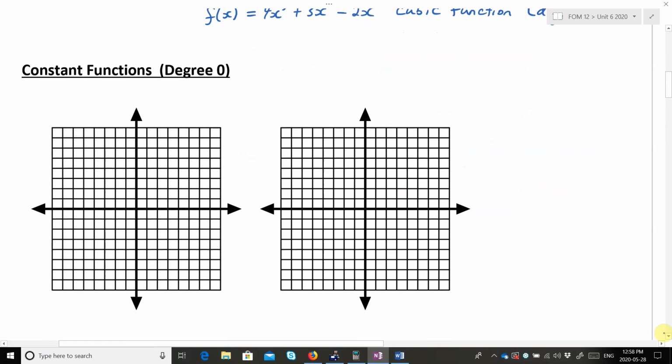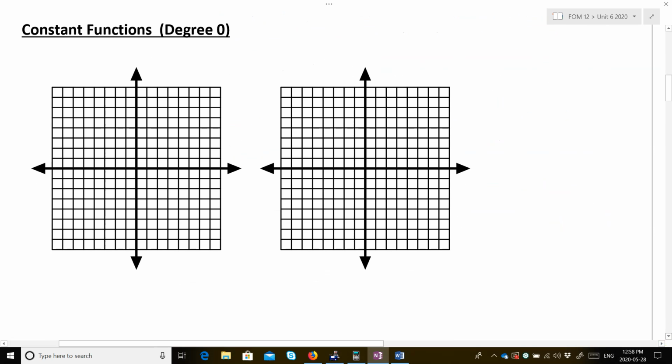Graphically speaking, here's what we have. Constant functions are degree 0. One example would be this constant function. This is f of x equals 4. Okay, that's a constant function where the y value always remains at 4. And we could have something like this as well. This is f of x equals negative 2.